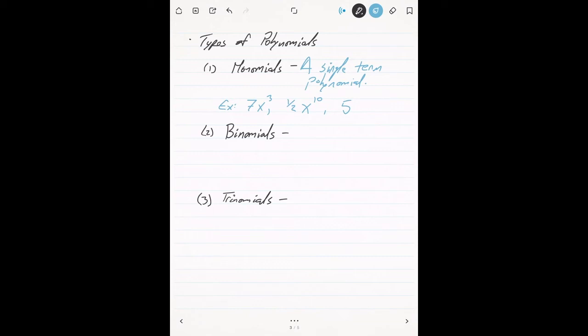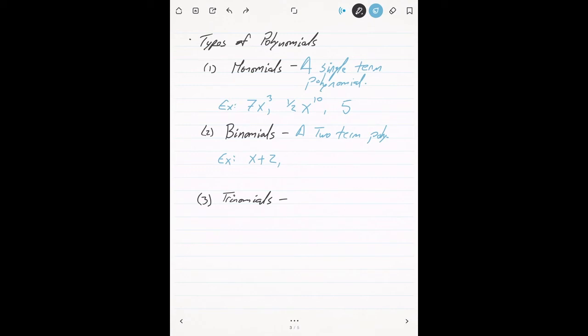A binomial, similar to a monomial, we look at its root word, bi, meaning 2. A binomial is a 2-term polynomial. I'll just abbreviate that poly. So a 2-term polynomial is where, again, we're only adding 2 terms together. So something like x plus 2. There are 2 terms that we could have. We could have the variable x with the 1 coefficient and 1 exponent. And we could have the number 2, that's like 2 times x to the 0 power. Okay, so that's a polynomial.